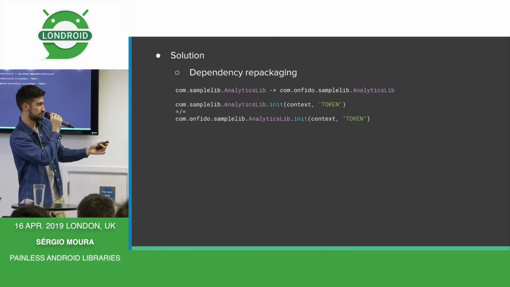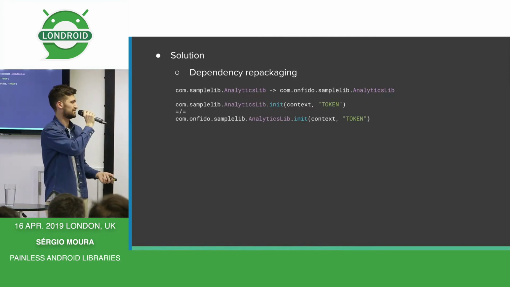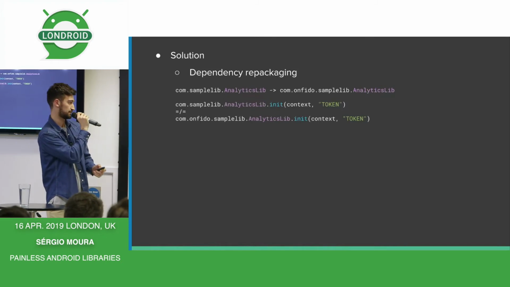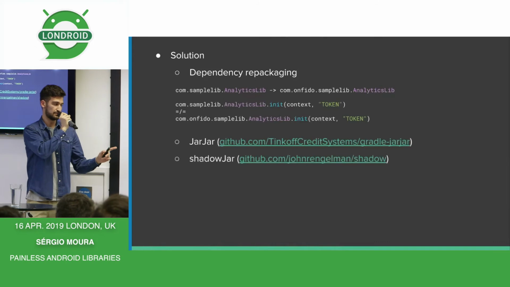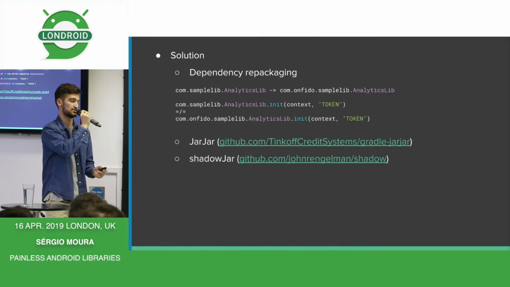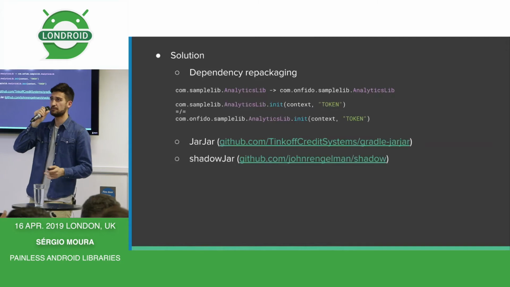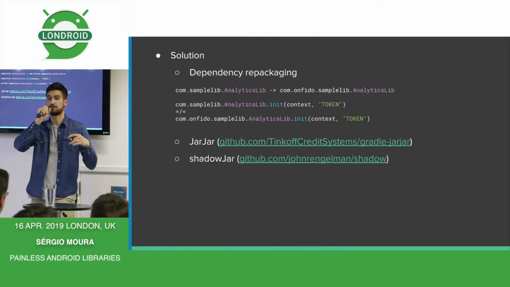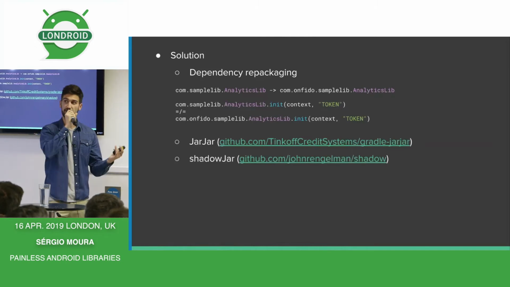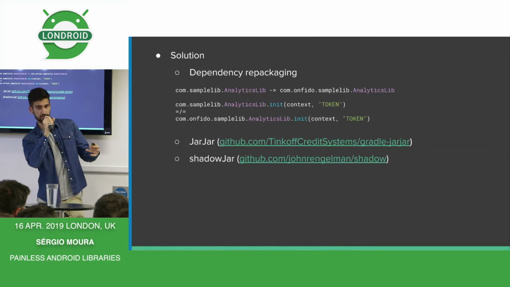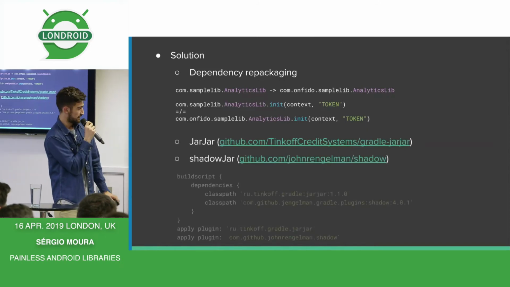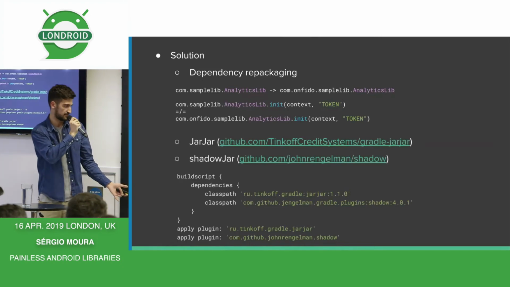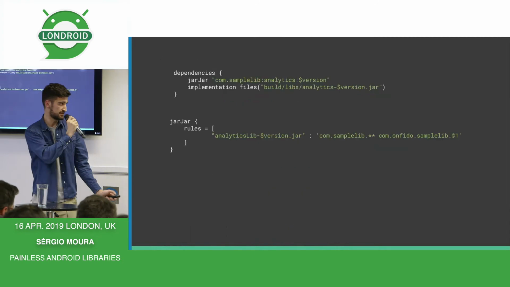But do we need to do this manually for every class of our library? Or do we need to do this every time we bump the version of the library? No. So there are these two very useful plugins, jar and shadow jar, and basically they work at build time. They repackage your library. They repackage the dependencies you need to repackage automatically, and they use a set of rules that you can define. Here is the initialization of the plugin, but this is pretty much straightforward, just like any other Gradle plugin initialization. And the interesting part comes now.